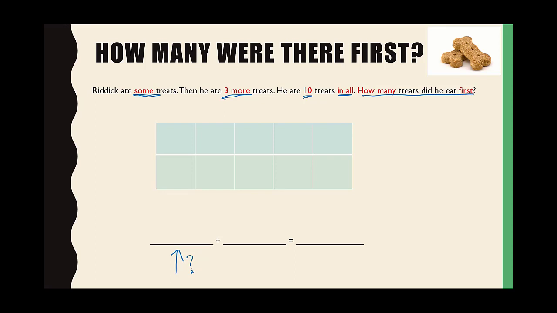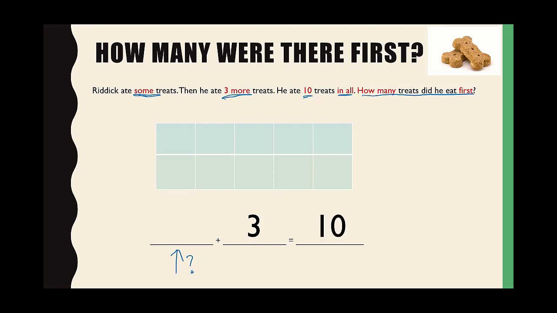So we know that he ate some treats. So we put a question mark. We're trying to figure out this number. And then he ate 3 more. And I know when I see the word more that means we added 3. So after my plus sign, I put the number 3. I say, okay, we added 3 more treats to the number of treats he ate. And I keep reading and I see it says he ate 10 treats in all. And when I see in all, I know that that goes after my equal sign. So I put the number 10 after my equal sign.